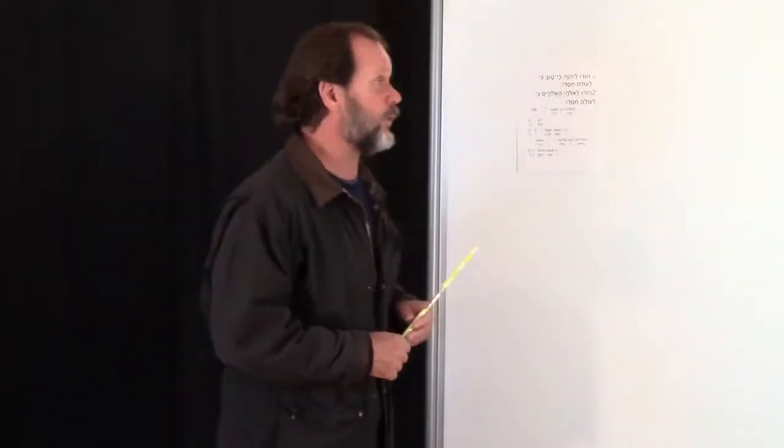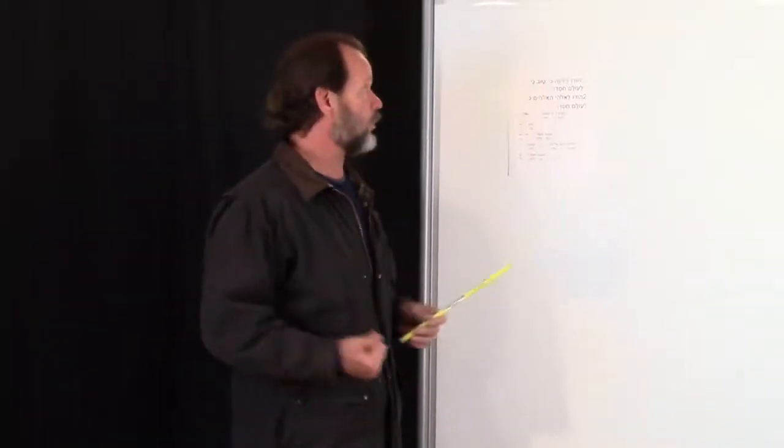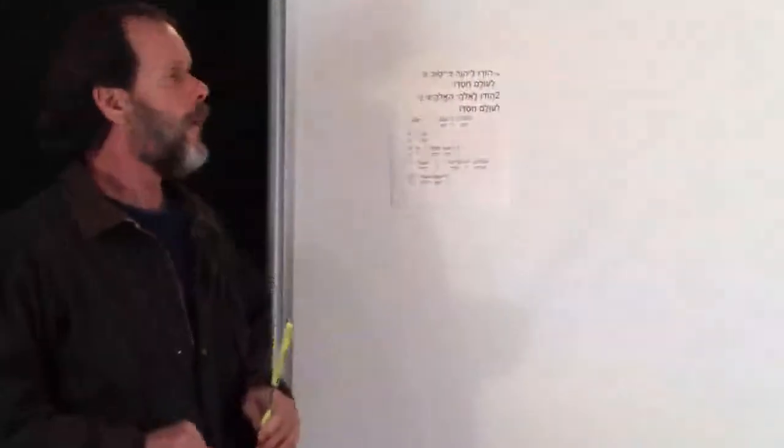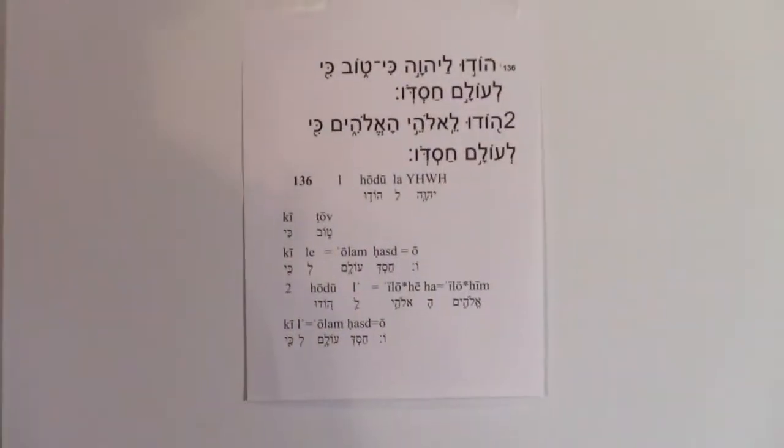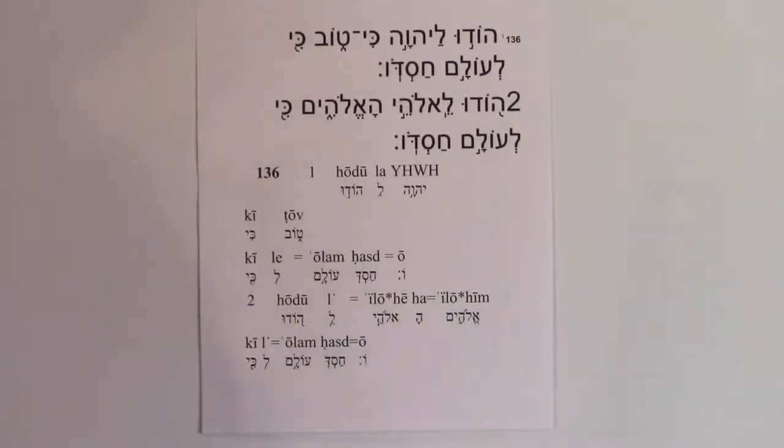What I want to do tonight is go over the first two verses of Psalms 136 with you once again. I'm going to show you another way to do transliteration. Actually, this is a Bible, and I'll show you this in a little bit.